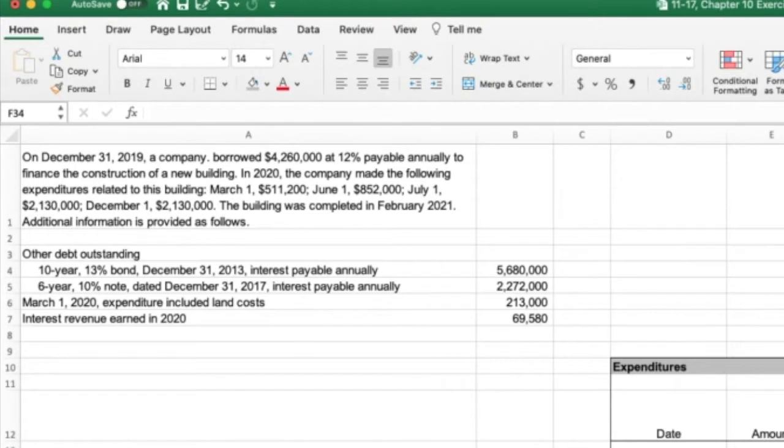The company made the following expenditures: in March, they spent $511,000; in June, another $852,000; in July, $2.1 million; and in December, another $2.1 million. The building was not completed until February of 2021. So what we are going to be focused on is the year end, December 31st, 2020. Because the building wasn't done until February, there's going to be additional interest capitalized in 2021, but that is outside of our period for this question.